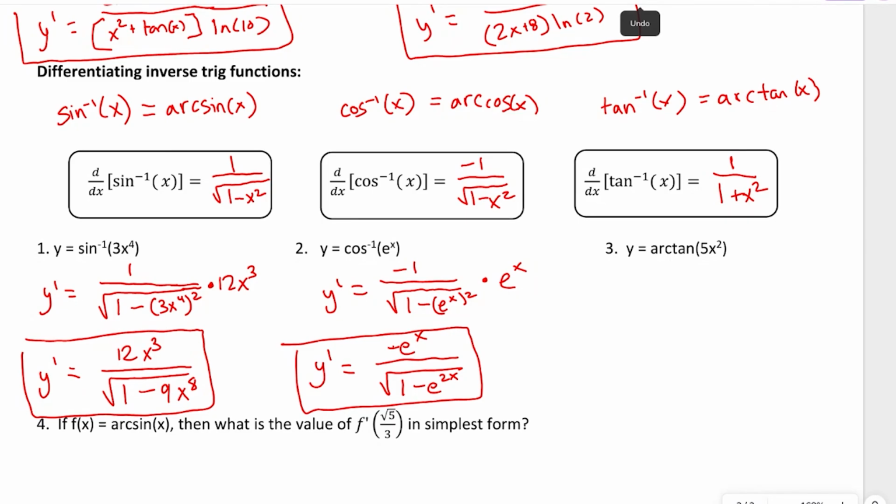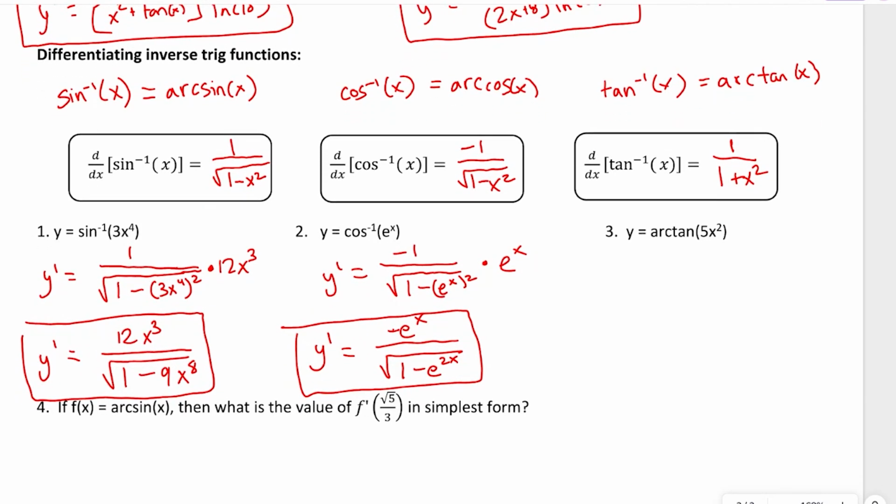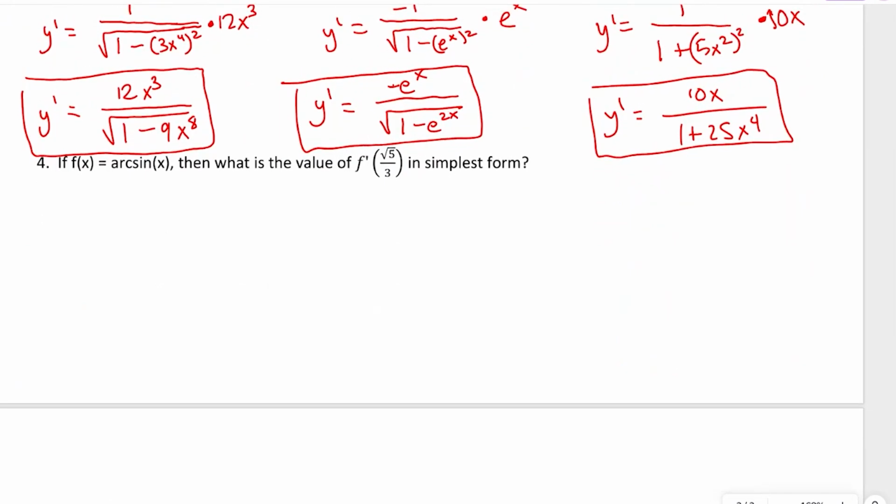For arctangent, just recall that arctangent is the same as inverse tangent, so it's got the same derivative. So y prime is equal to 1 over 1 plus 5x squared, quantity squared, times the derivative, got to use the chain rule, times 10x. So y prime is 10x over 1 plus 25x to the fourth. All right, so those are one example of each. I just have one last problem here.